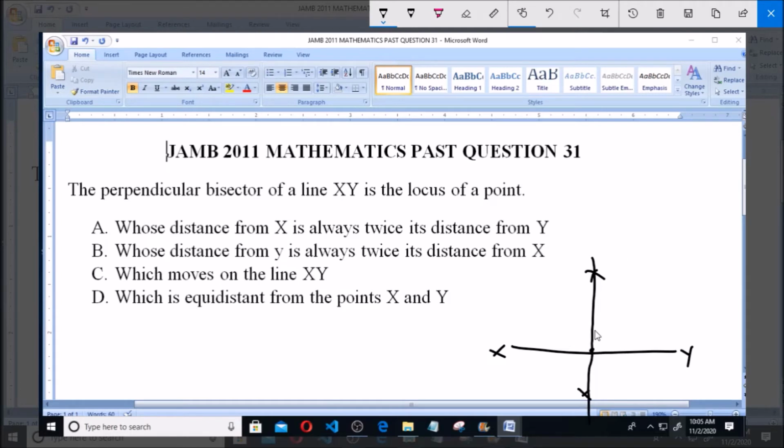Now this perpendicular bisector will be equidistant from this point X and Y, that is the distance of this locus, this bisector here, this point here is a locus of the point. Now the distance from X will be equal to the distance of Y, so therefore we can say it is what? It is equidistant from the points X and Y, because here and here will be equal when you measure it. Take for instance the length of the line is 10 centimeters. Here now will be 5 centimeters and here will be 5 centimeters, so it is equidistant.